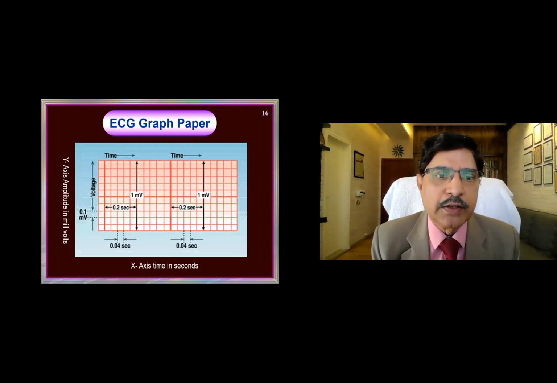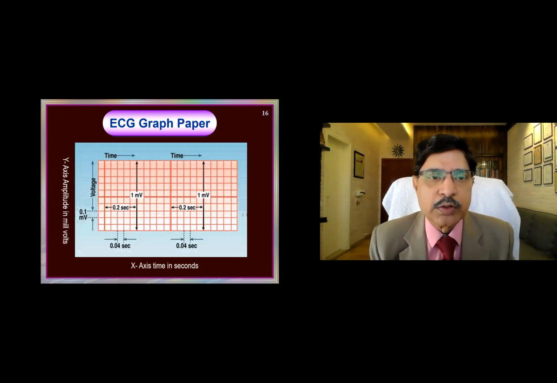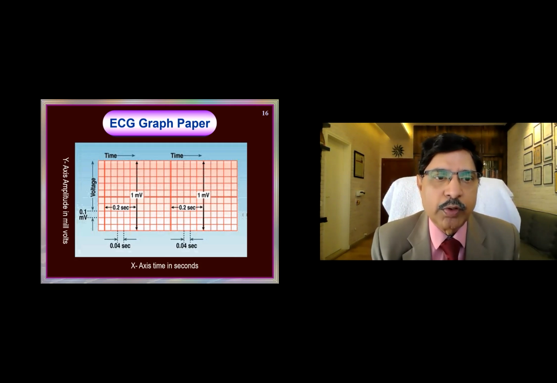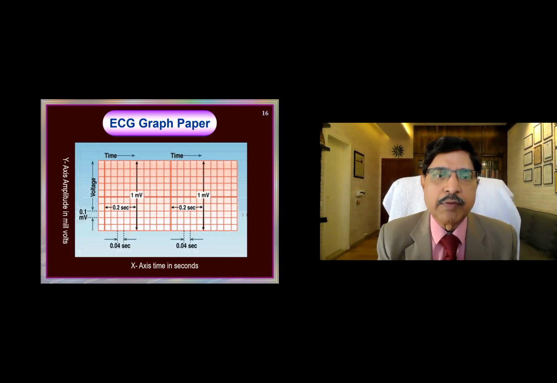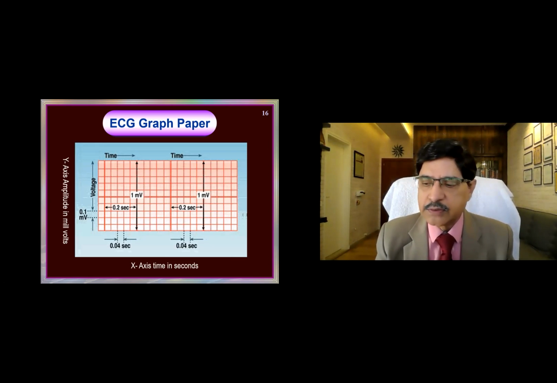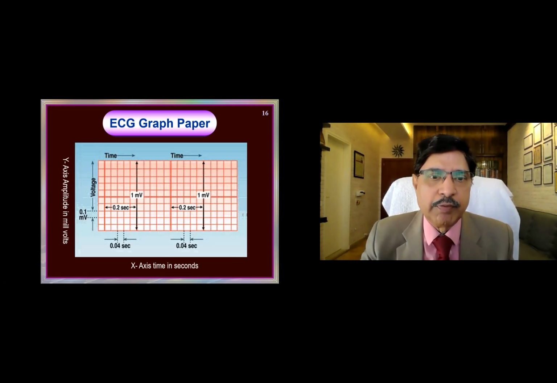Then what is the scale on the y-axis? The small square is 0.1 millivolts. That is 1/10 of a millivolt. 0.1 millivolt is the height of the wave if it crosses one small square. Likewise, 5 small squares will be 0.5. 2 such 5 small squares, or 2 big squares, is equal to 1 millivolt. So vertically, 2 big squares is equal to 1 millivolt. Horizontally, 1 big square is equal to 0.2 seconds. Suffice to know this, and we will go for the next one.